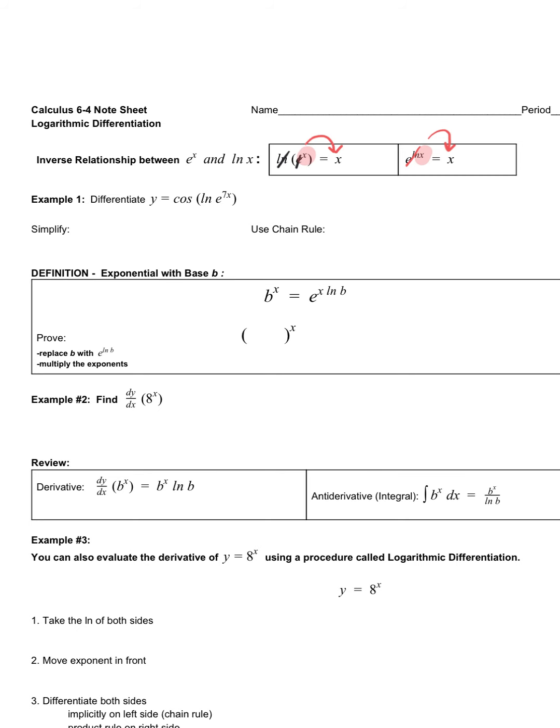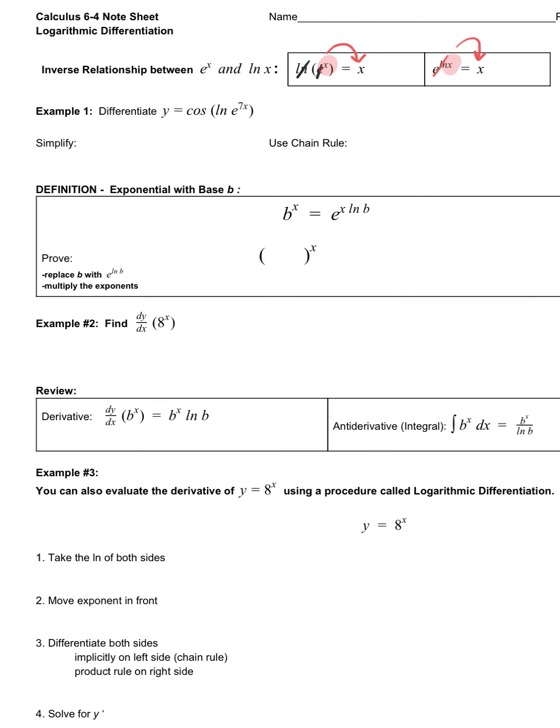As example number 1, we are asked to differentiate. That means take the derivative. So you've got to remember what that means. Take the derivative of y is equal to the cosine of ln e to the 7x. Well, that's definitely a composite function. You only see one x, but you see four functions: cosine, natural log, e, and 7x. So that would be a triple chain.